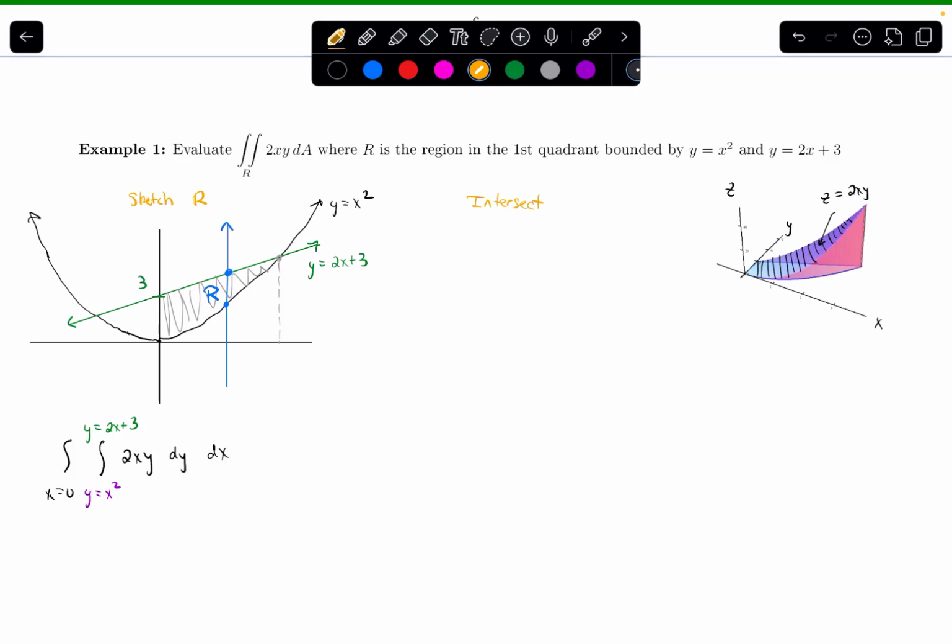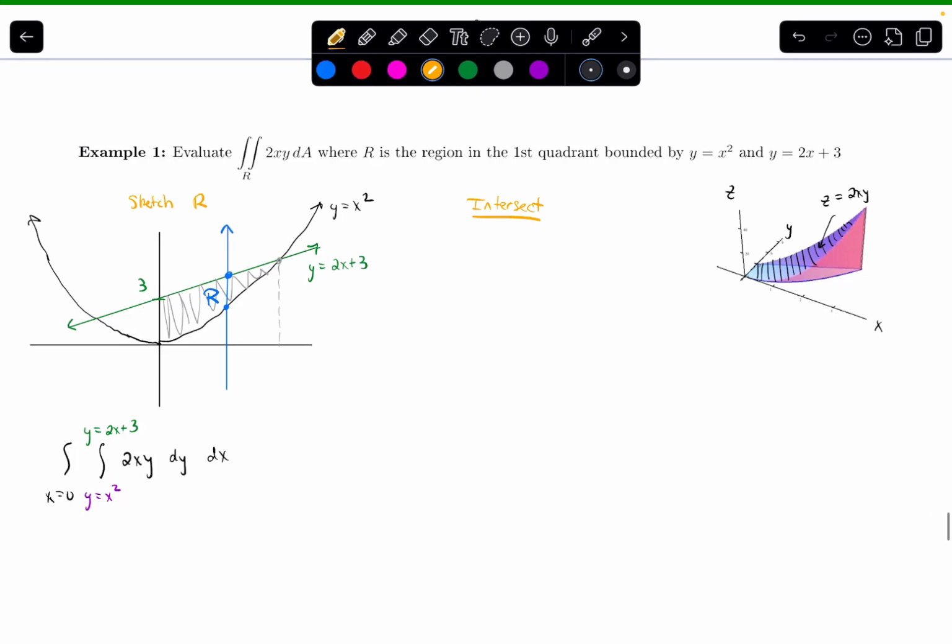Where do they intersect? For both of these equations, I know y equals x squared and y equals 2x plus 3. Let's set the y's equal to each other. So x squared equals 2x plus 3. I can move all the terms to one side, so I get x squared minus 2x minus 3 equals 0.